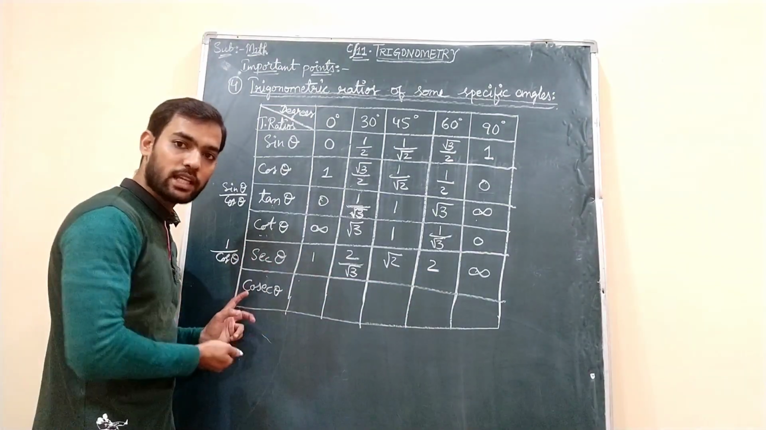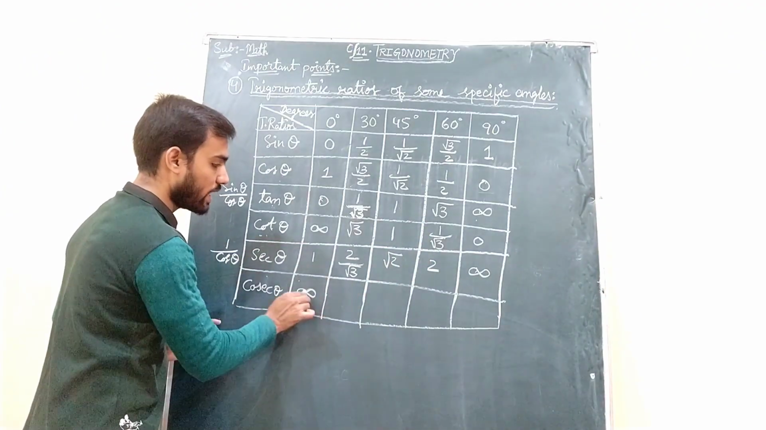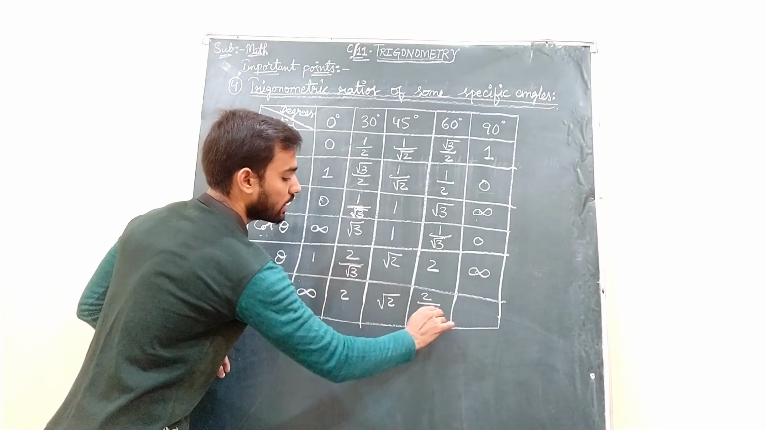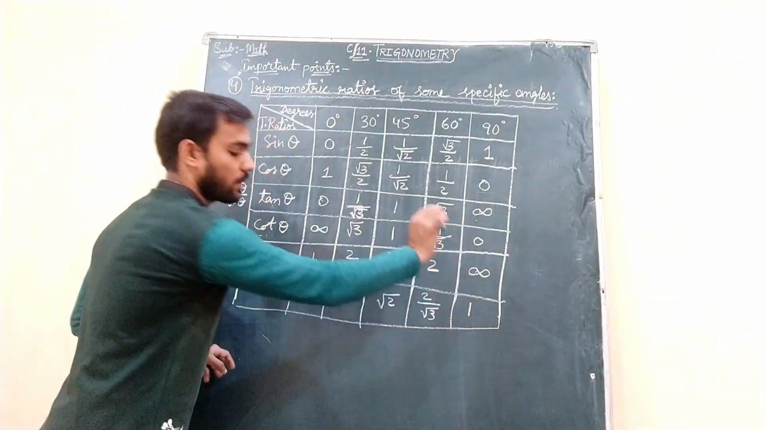And for cosecant theta, again in reverse order you have to write: not defined, 2, root 2, 2 by root 3 and the last one is 1.